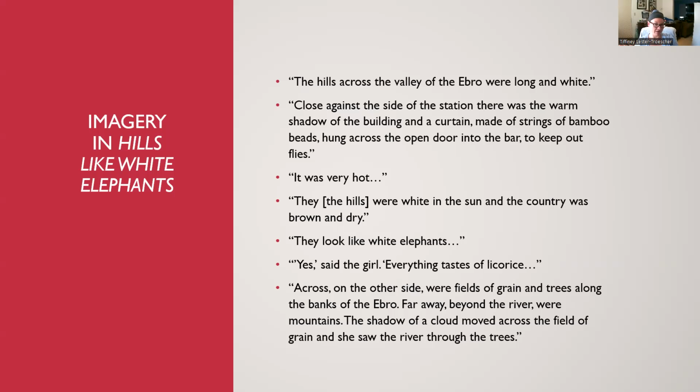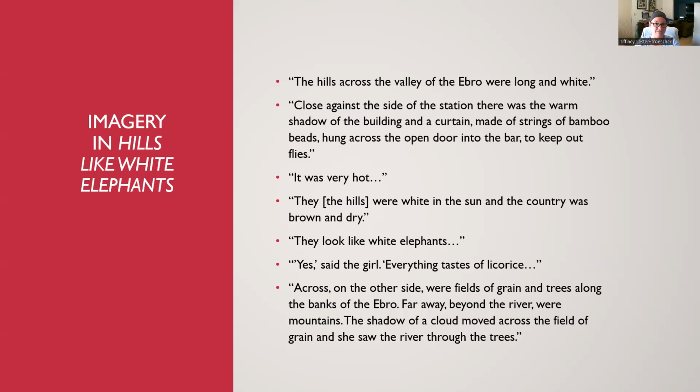She says they look like white elephants. At one point she said, yes, everything tastes of licorice. Then we have a cross on the other side where fields of grain and trees. Along the banks of the Ebro, far away beyond the river, were mountains. The shadow of a cloud moved across the field of grain, and she saw the river through the trees. This is literally all the imagery we get. Again, the story is almost all dialogue.